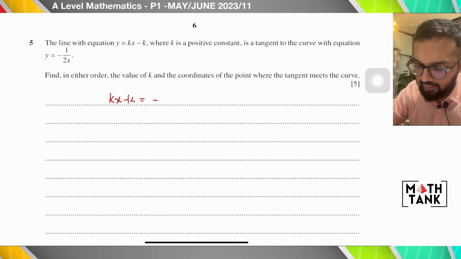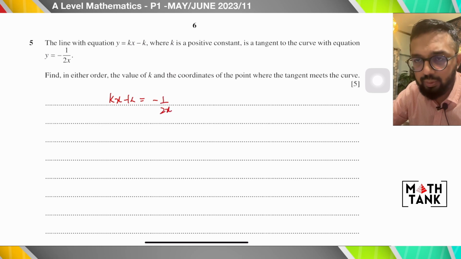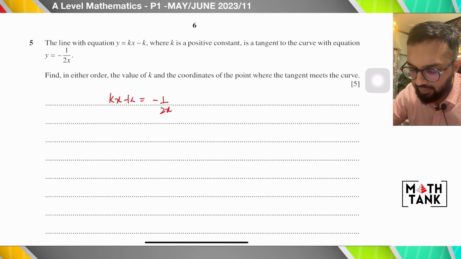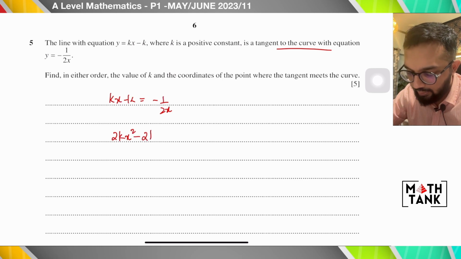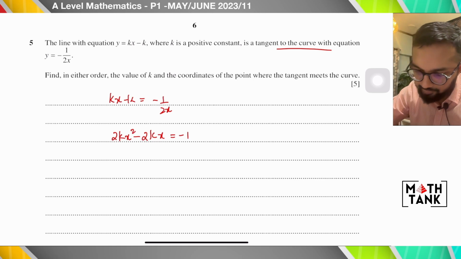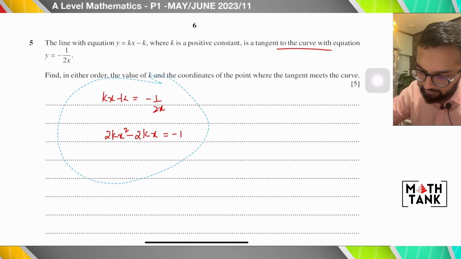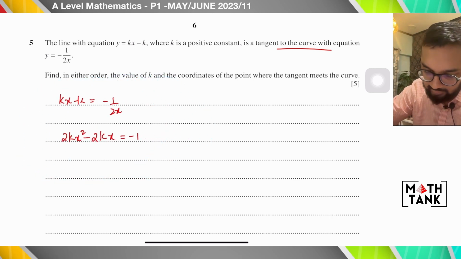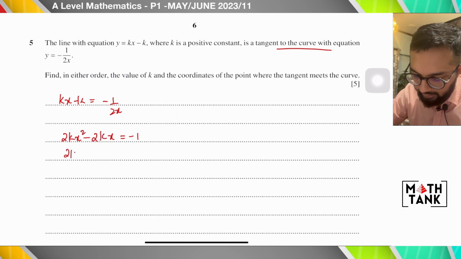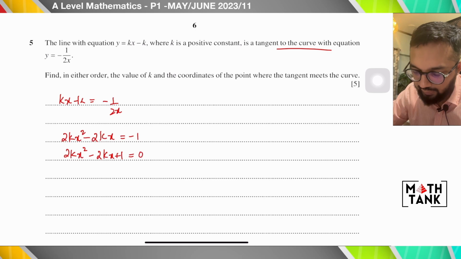I will first solve them simultaneously. I'm going to equate the two, and then whatever equation I get, I'm going to say that this equation is going to have one real root because it's a tangent. So 2kx squared minus 2kx plus 1. That's the result of solving simultaneously.